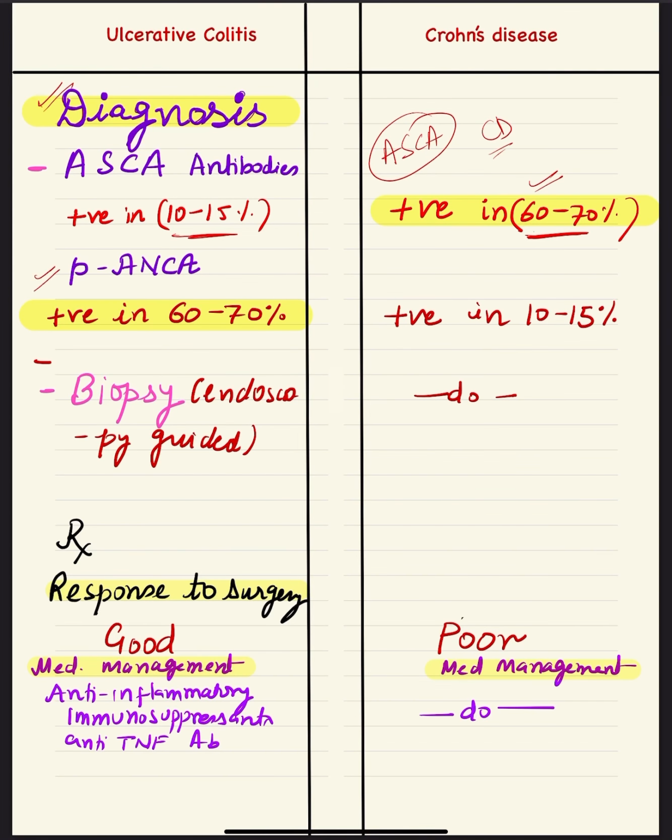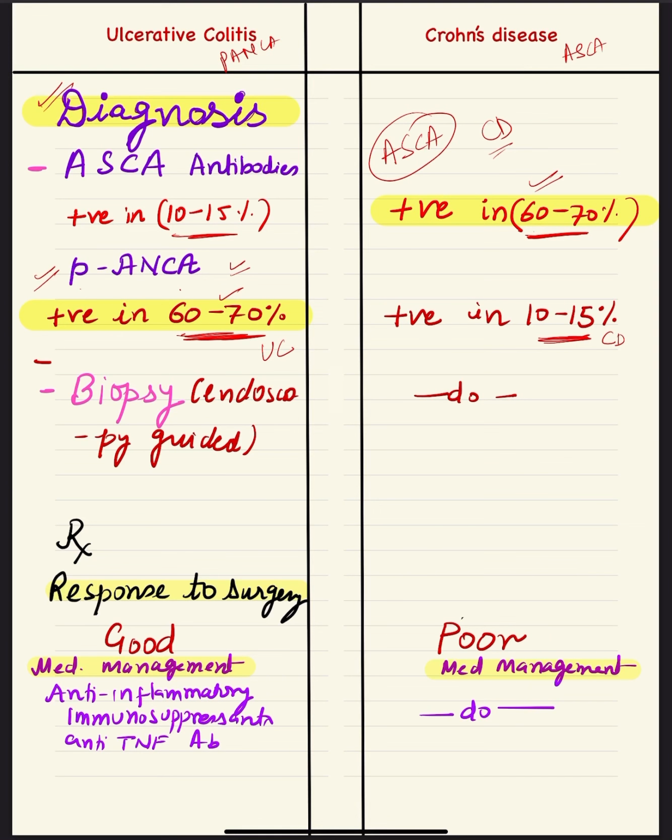Next antibodies are p-ANCA antibodies, perinuclear anti-neutrophilic cytoplasmic antibodies. They are seen positive in 60 to 70% of cases of ulcerative colitis, while only in 10 to 15% of cases of Crohn's disease will they be seen. So you have to remember, for ulcerative colitis the antibody is p-ANCA, and for Crohn's it is ASCA.